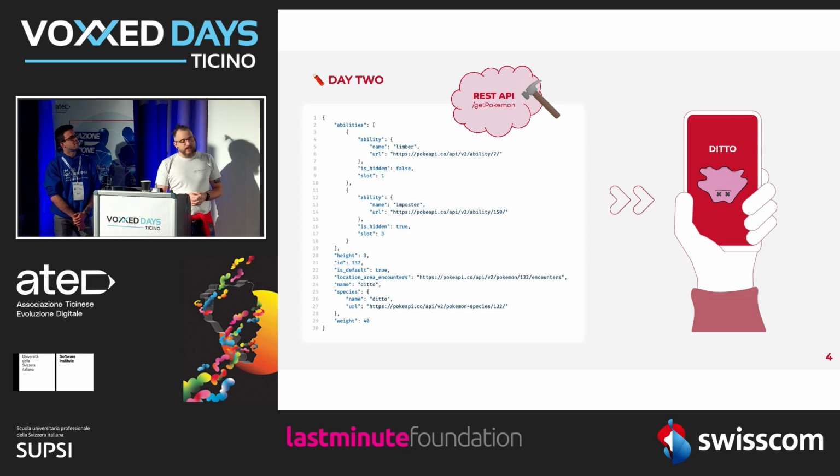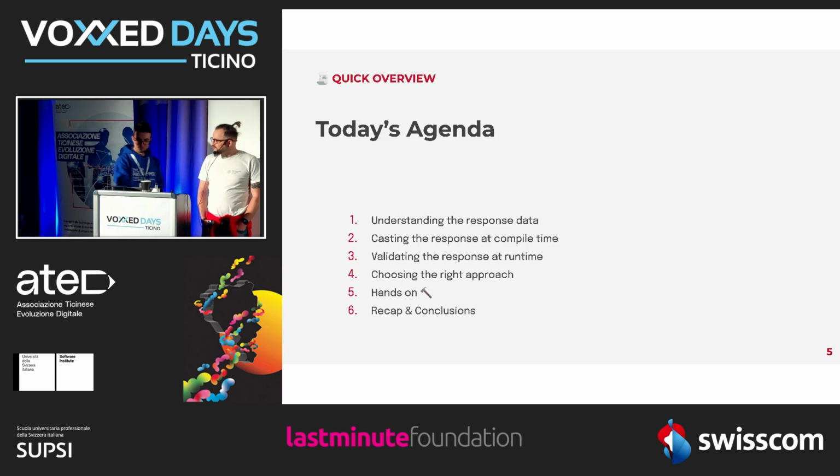To do so, let's first of all go through today's agenda. Basically, we will first understand the data contained in the response, then how to cast it at compile time, how to validate at runtime, choose the right approach between these two, try some code, and then recap everything at the end.